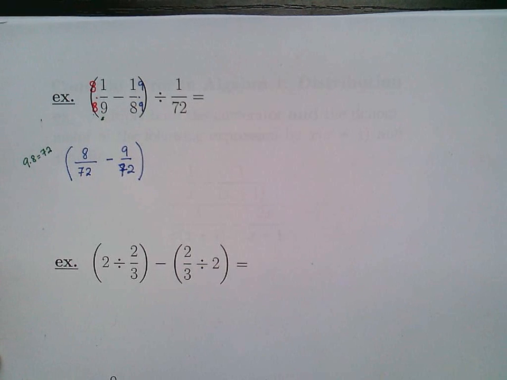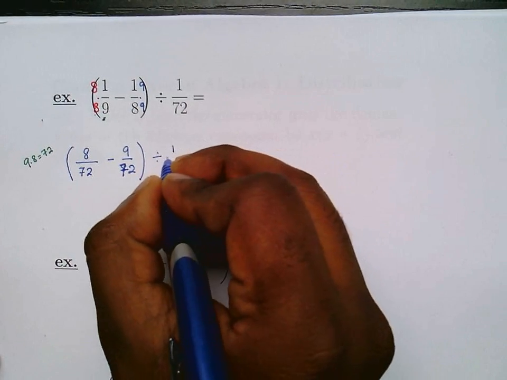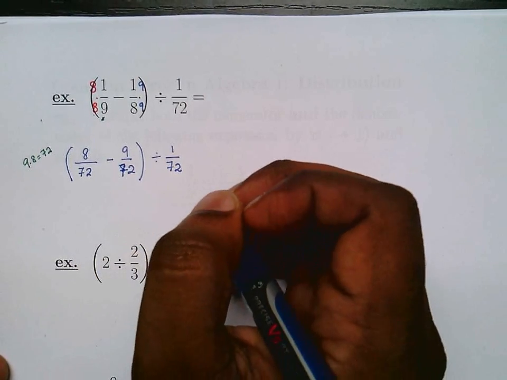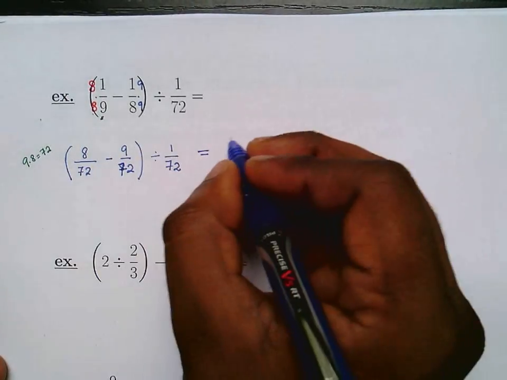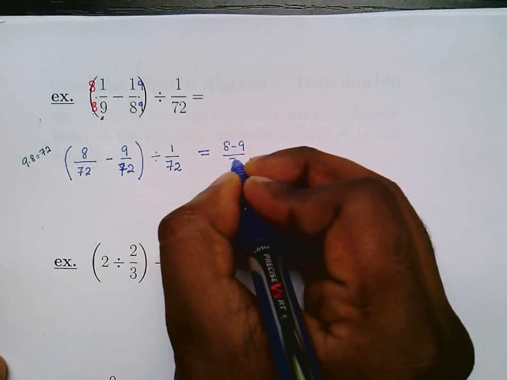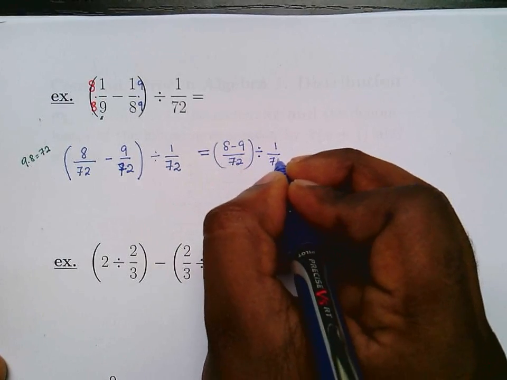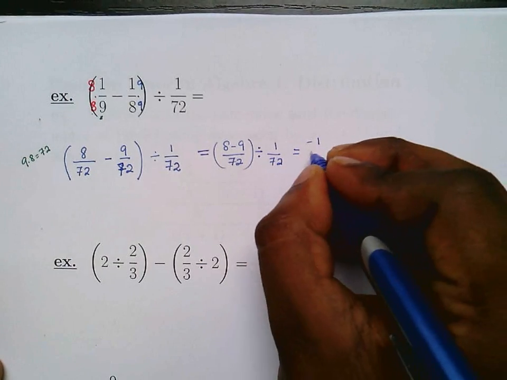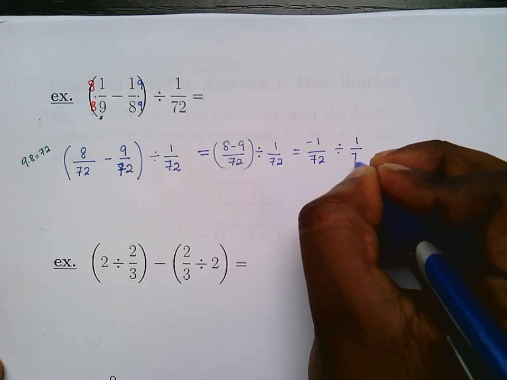Now, you should also understand that you need to do the things inside the parentheses first, and then you divide by 1 over 72. So let's do the parentheses first, and you have 8 minus 9 divided by 72, all divided by 1 over 72. And as you can see, 8 minus 9 is negative 1, so negative 1 over 72, divided by 1 over 72.